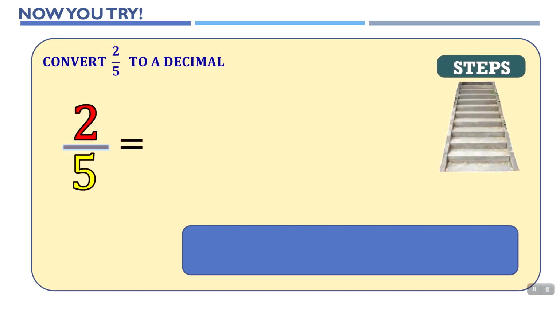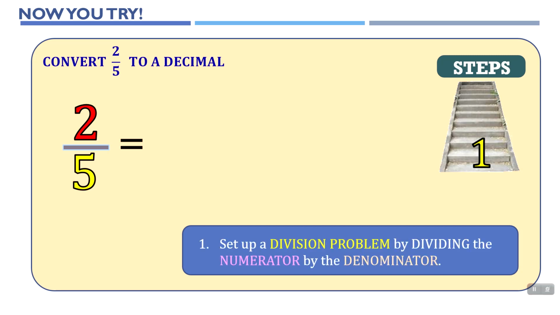We start off, step 1, by dividing 2 by 5. We set up our division problem like this: 2 divided by 5. The numerator will always go on the inside of the division sign. The denominator will always be on the outside.